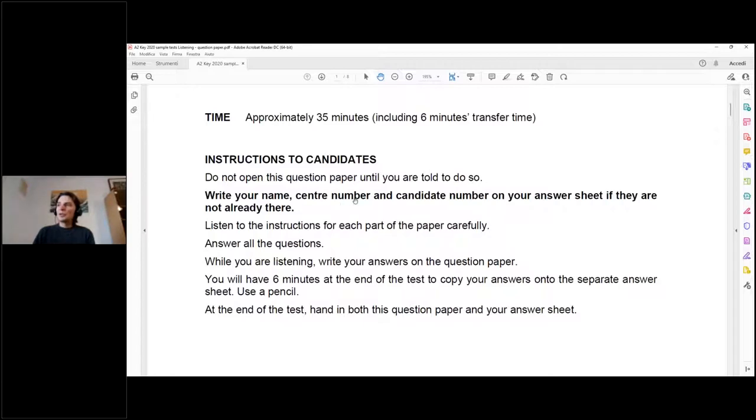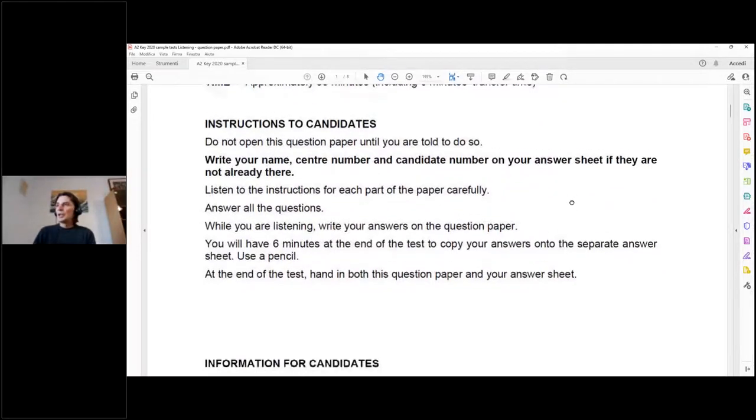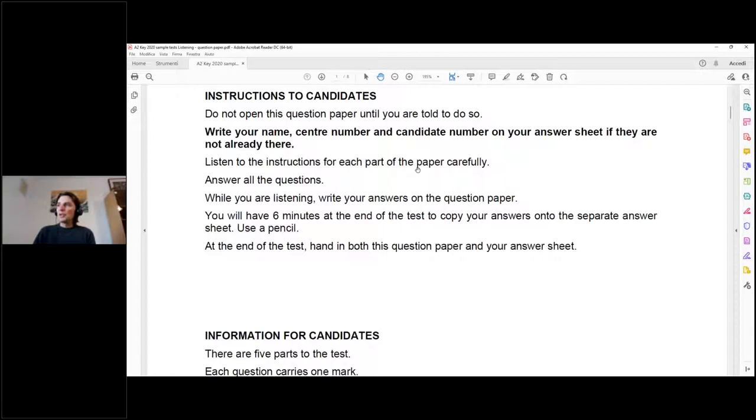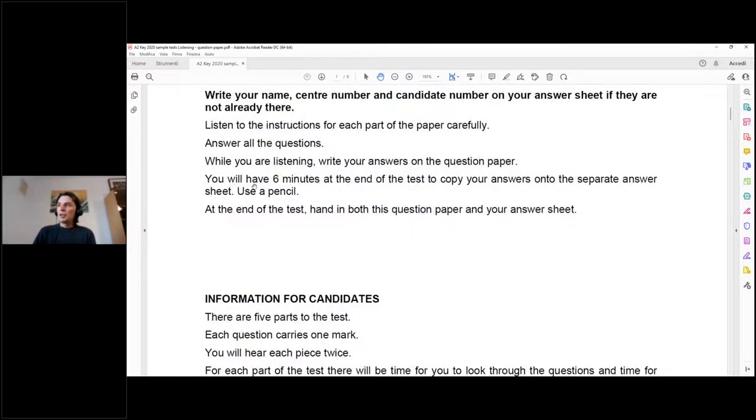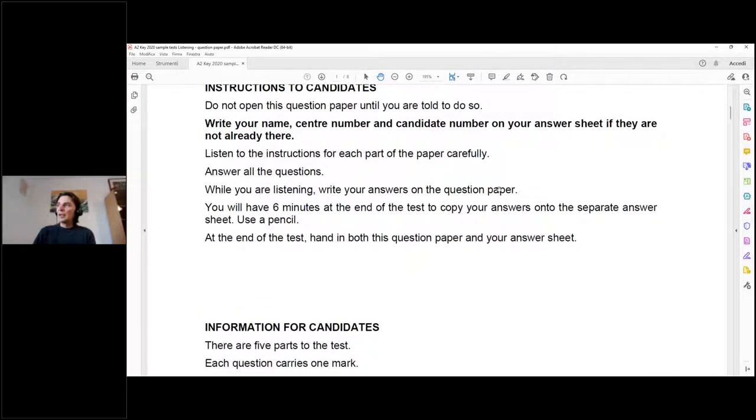Write your name, write the candidate number on your answer sheet. Remember, you are going to be given an answer sheet where you have to write your answers at the end of this listening exam as well. Listen to the instructions for each part of the paper carefully, answer all the questions. While you're listening, write your answers on the question paper, and then copy your answers at the end on the answer sheet, if you like.